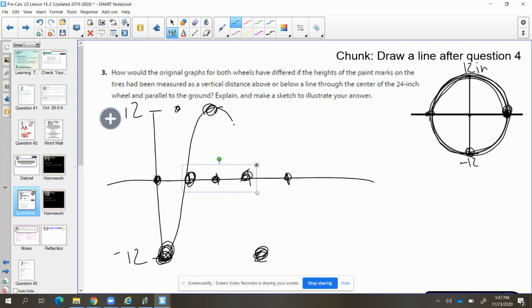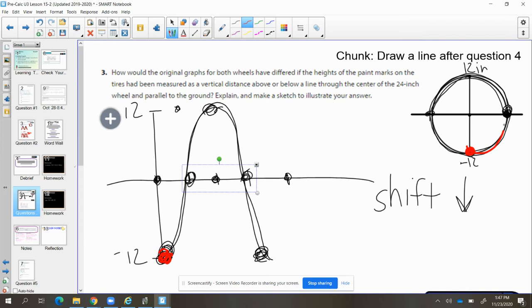Okay, so really our graph would now look like this, AKA it would be a shift down from what we have. Okay, so, excuse me, we're still starting with the wheel on the ground. We're still starting here at negative 12. I do not mean to confuse you. But then as we're rotating around, we're rotating up this way. So this would be our shift here, down.